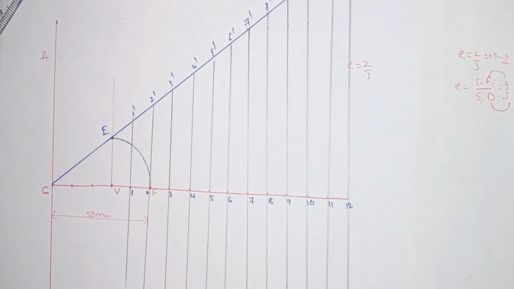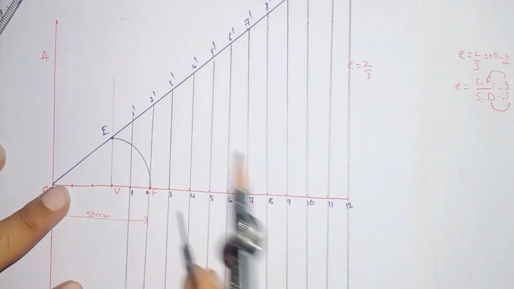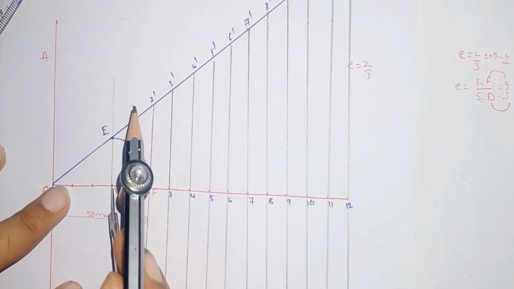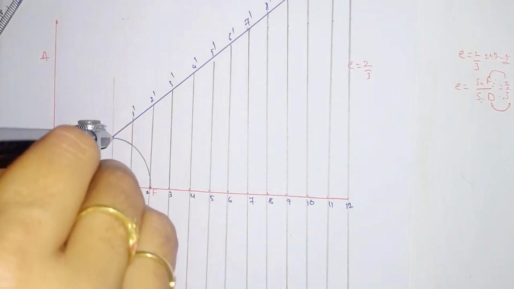And next, F as a fixed point, the focus, that is already mentioned, and here V and E as the distance.